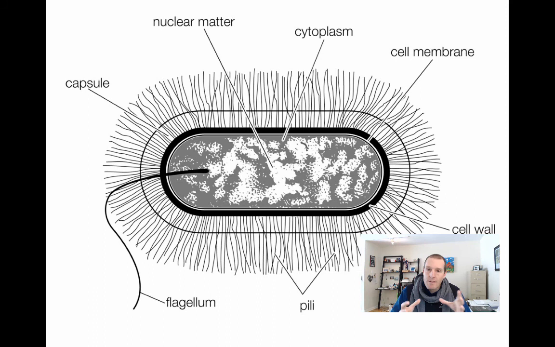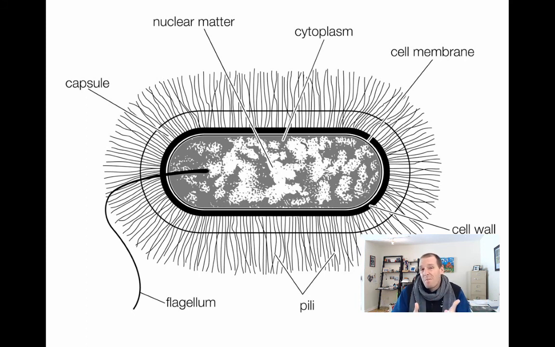Now, the structure of that is different than a plant cell wall and different again from a fungal cell wall. But there's generally a bacterial cell wall made of a molecule called peptidoglycan, which contains proteins or pieces of protein and sugars. So outside of the cell wall, you may find a structure called the capsule.